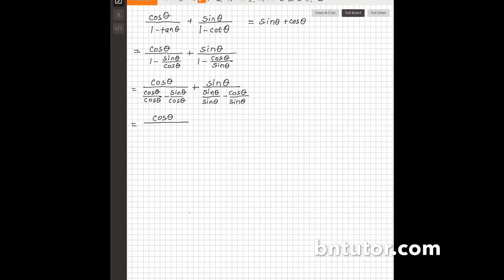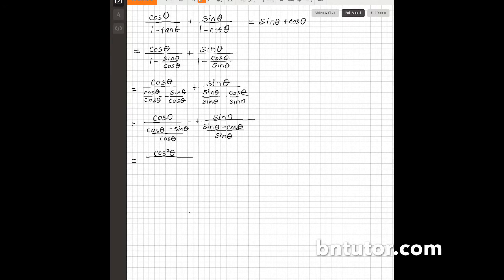So in this first denominator, we can combine those two fractions and get cosine minus sine divided by cosine. Then we'll do the same in the second fraction, where we have sine divided by sine minus cosine divided by sine. We can bring them together to make it sine minus cosine divided by sine. Now here, we're going to simplify each of these fractions by turning the denominator upside down using a reciprocal and multiplying it by the numerator.